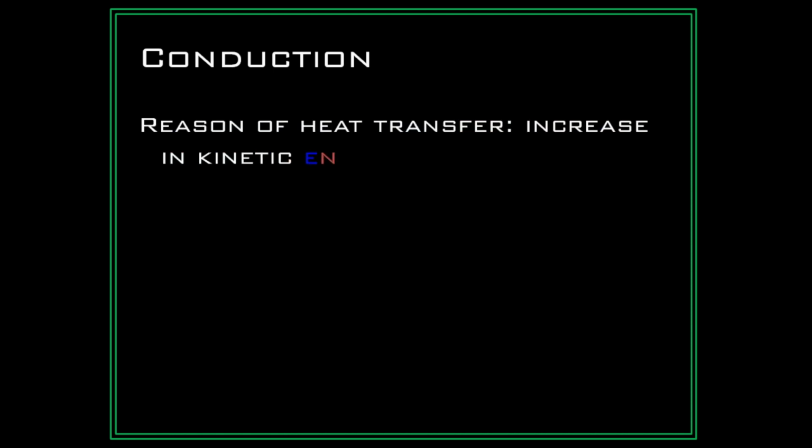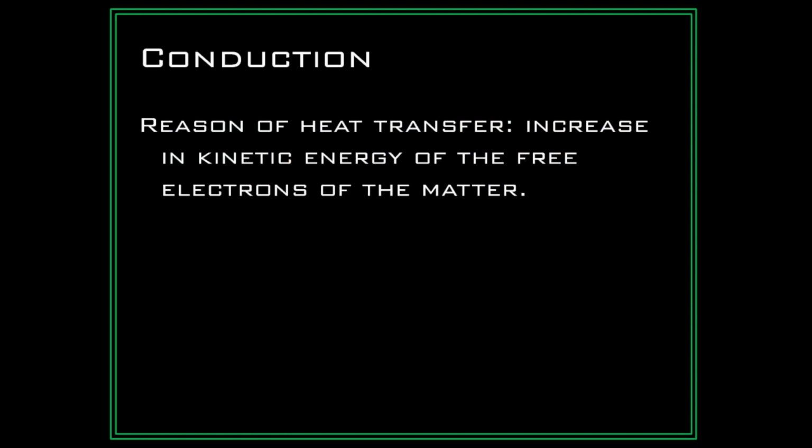Let's see the next slide. Conduction, reason of heat transfer. What is the reason of heat transfer in this? Increase in kinetic energy of the free electrons in the matter. Usually conduction happens in metals, and we mostly use this type of heat transfer method in boilers and in blast furnaces. In a blast furnace we use some kind of composite material, but in some types of boilers we use total metal.